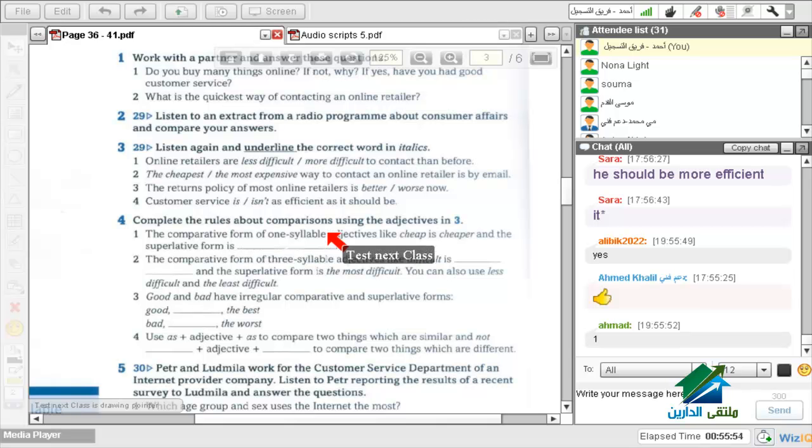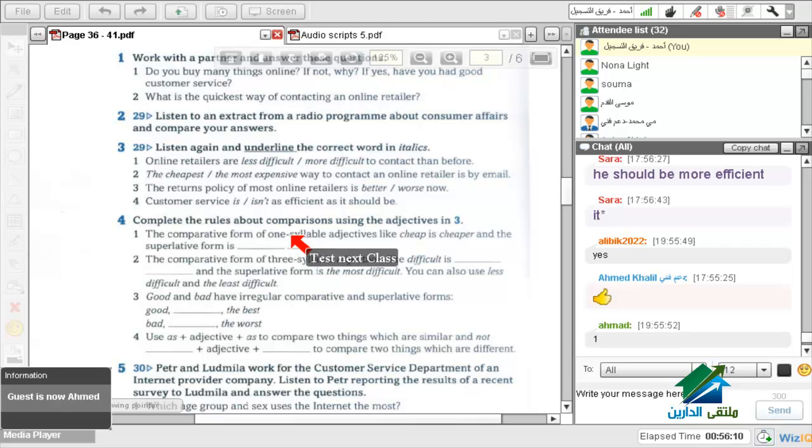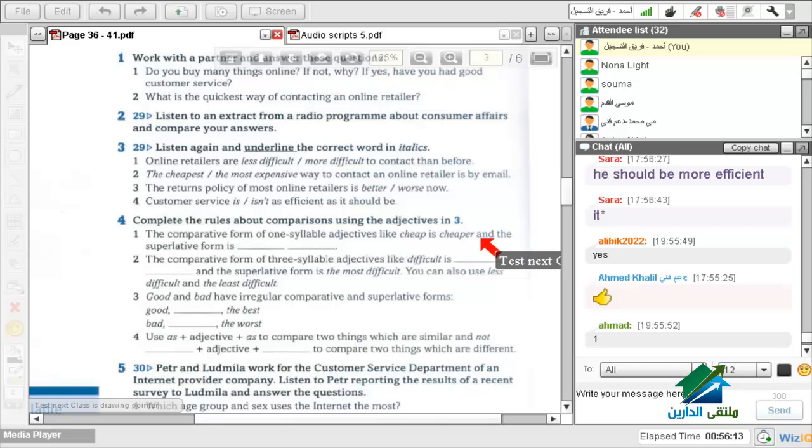Complete the rules about comparisons using the adjectives in 3. Okay, you have some adjectives. Please, you do it by yourself. Now, you have 1 minute. A comparative for, I will read it while you are solving the question. Comparative form of one-syllable adjective, like cheap is cheaper, and the superlative is cheapest.